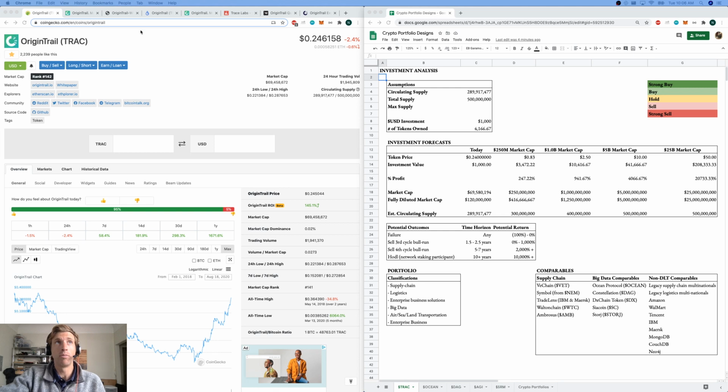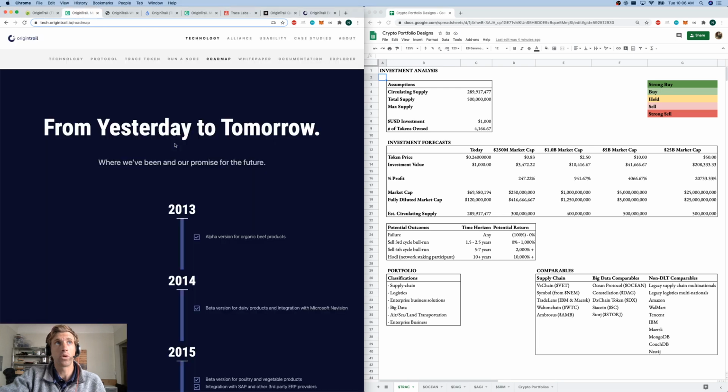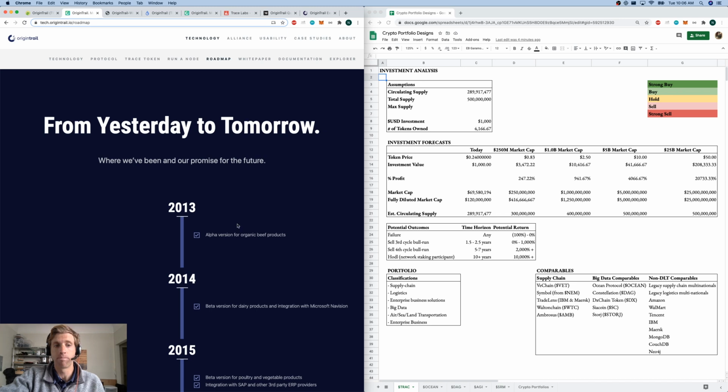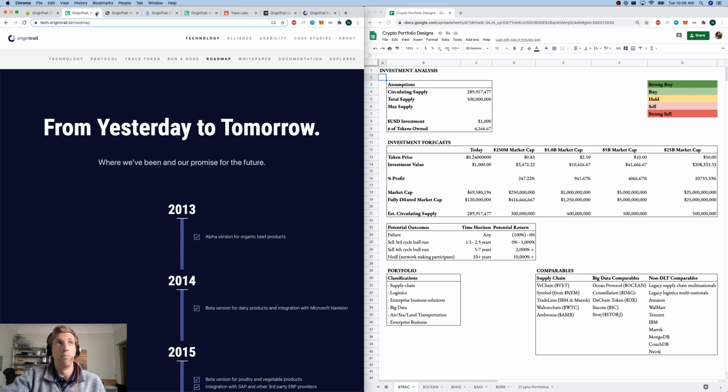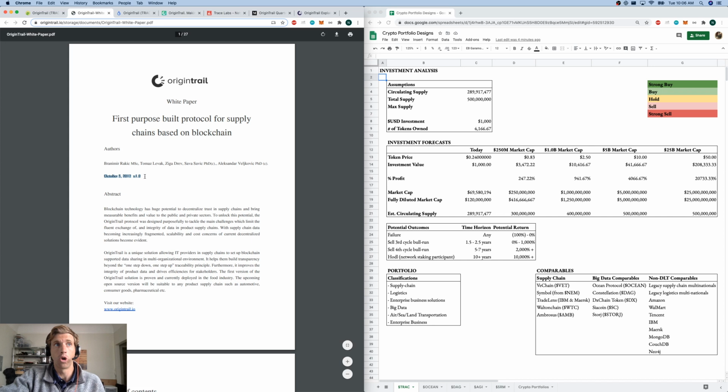Quick timeline. I mentioned we have a long history here, from their OriginTrail website. Our history goes all the way back to 2013 with their alpha version for organic beef products. So they started with, looks like, beef supply chain as their initial alpha. Moving along, we went to a white paper in October 2017, the first purpose-built protocol for supply chains based on blockchain.